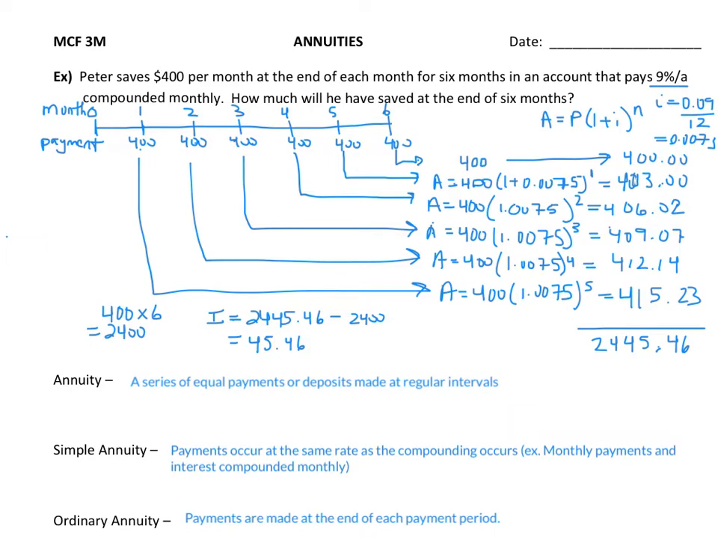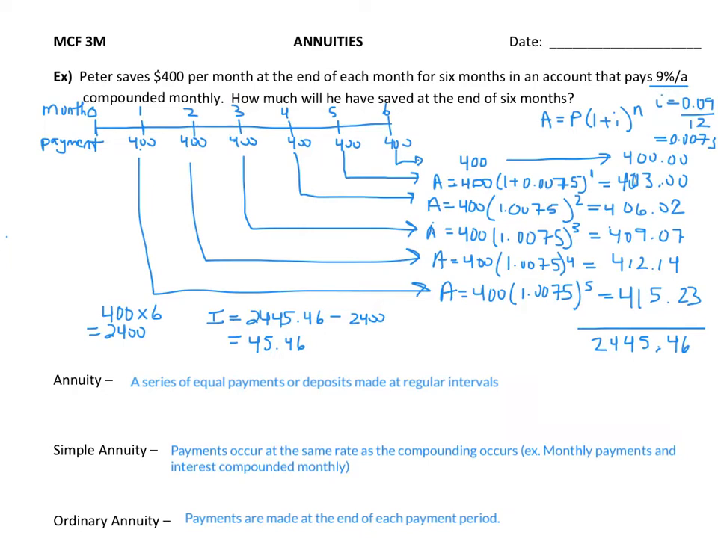All right, so our annuity is a series of equal payments. In this case, Peter was making every payment of $400, so they were all equal in amount, or deposit, you could say, and it's made every single month. So that's the regular interval. A simple annuity is a special type of annuity where the payments occur at the same rate as the compounding occurs. For example, if you're making monthly payments, the interest is compounded monthly, or if you're making annual payments, your interest is compounding annually. That's what a simple annuity is.